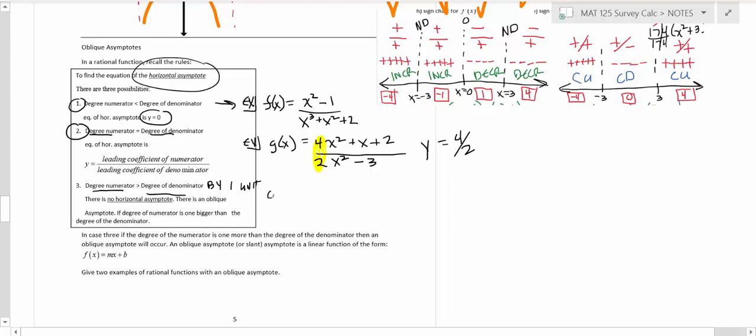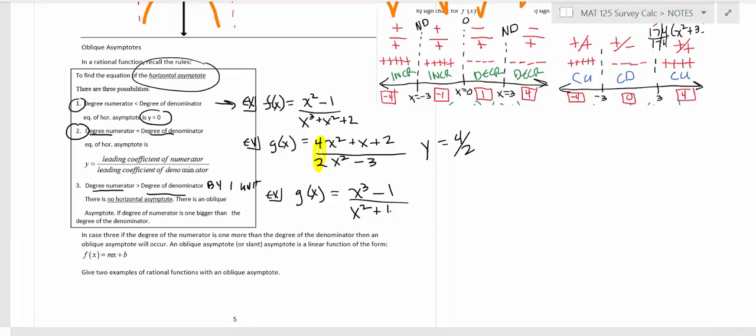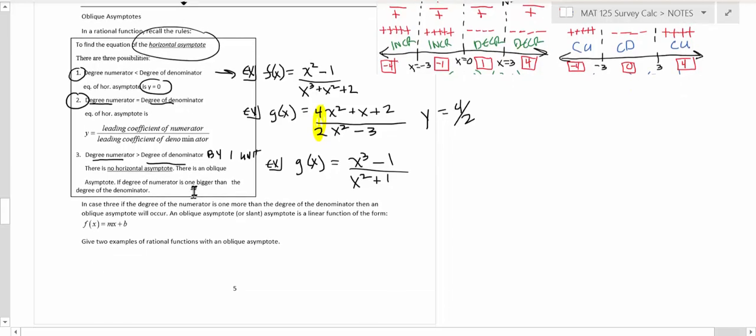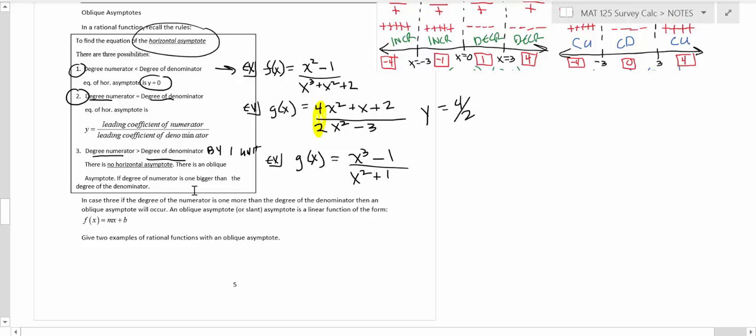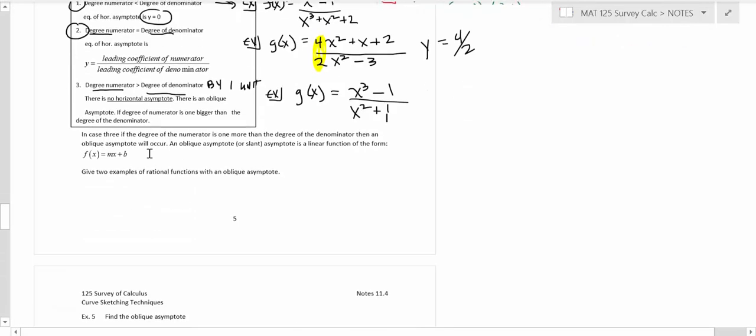An example of this would be g of x equals (x^3 - 1) over (x^2 + 1). The degree of the top is 3, the degree of the bottom is 2. It's 1 bigger, therefore you have an asymptote that slants. That's called an oblique asymptote, and that's what we're going to focus on. All right, that's good enough as an overview. You want to make sure that you review those rules.